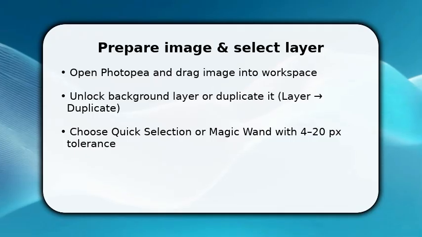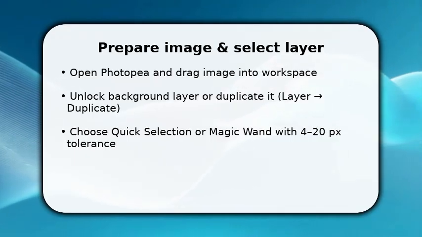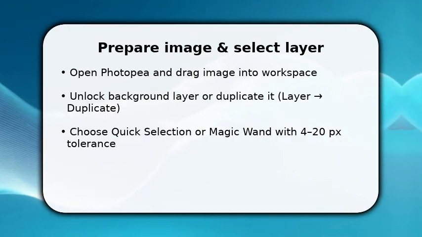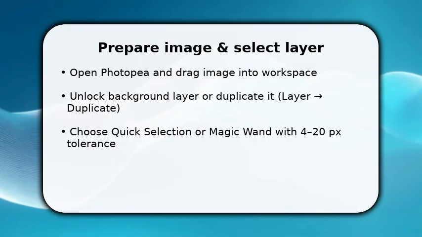Enjoy the video. You start by opening the image and making it editable. Unlock or duplicate the background layer so edits are non-destructive. Next, pick the Quick Selection or Magic Wand tool and adjust tolerance to 420px depending on edge complexity.